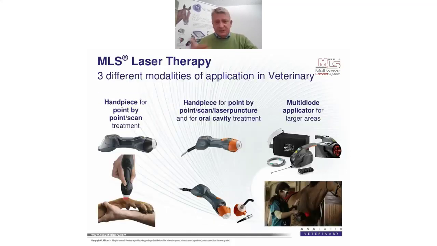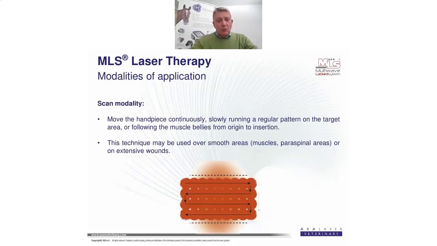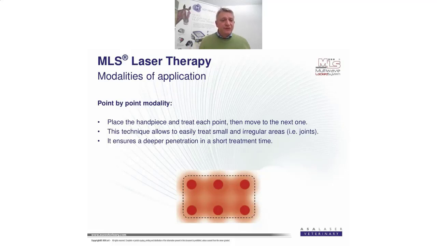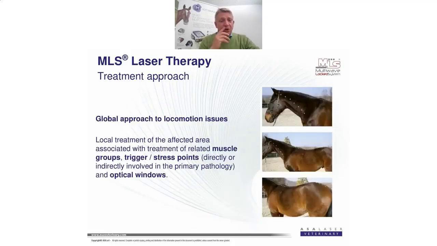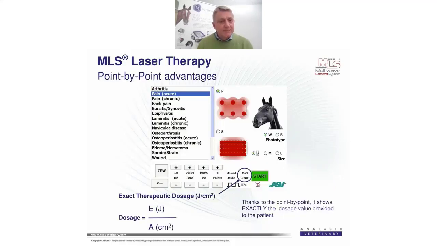We have a patent, and different kinds of applicators. What is most important is that we can do two different application modalities, point by point or scanning. Of course, the point by point modality is much better. Why? Because basically the system tells you exactly how much energy you deliver in a specific point.